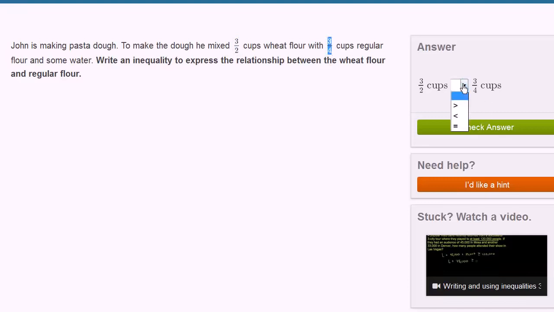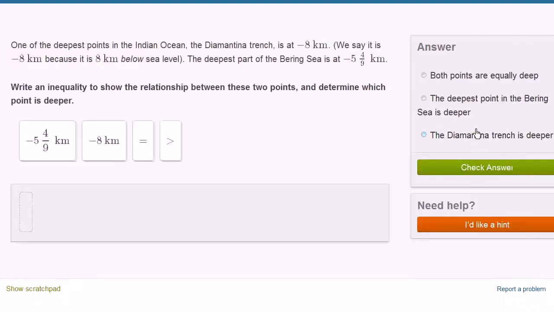And we can write that. We can just pick greater than right over there. 3/2 is greater than 3/4. Let's do a couple more of these.